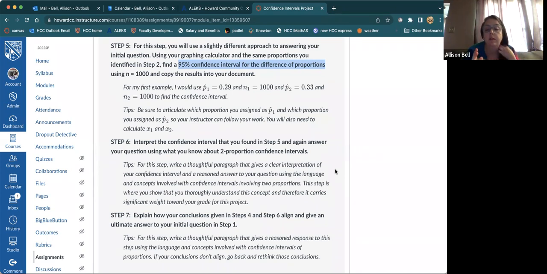You're going to, in this case, use P1 and P2 as you see fit. The example here uses proportion 1 for the first year and proportion 2 as the second year. You can actually identify them in any way that you wish to, as long as you let me know how you've chosen those proportions. Remember, here you still have to find X1 and X2 to be able to run this 2 proportion Z interval.